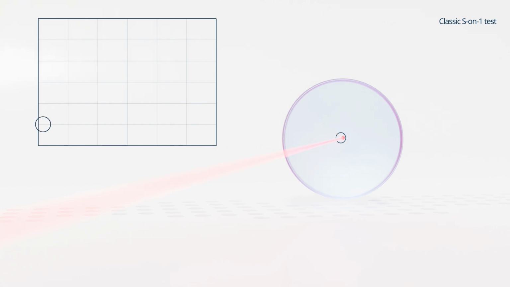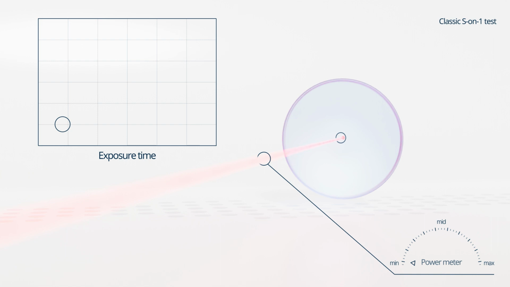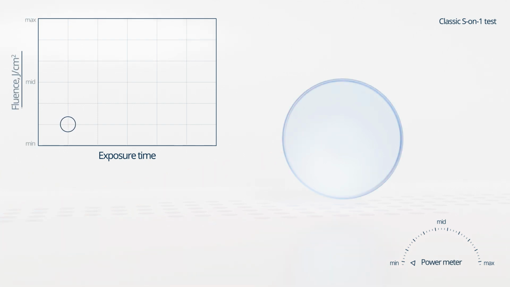Let's mark the laser exposure time on the x-axis. Each site is exposed to a fixed laser peak fluence, which can be adjusted by changing laser power. Power is usually monitored by the power meter. Let's mark different used fluence levels on the y-axis.